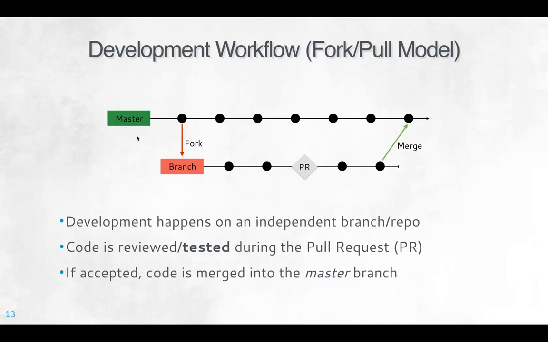And then within the pull request, there's going to be debate. Did the tests pass? Is the code quality good? Is it formatted correctly? Is it a feature that's really needed? And then if it is accepted, it will be merged back into the master branch. So key features: the development happens on an independent branch and repository. It's common to see projects where modifications only happen in these branches. There's nothing ever committed directly to master. The code is reviewed and tested. Again, those tests you wrote are actually very useful. And then if it's accepted, the code is merged into the master branch. The commit authors remain along with their commit, so they get credit and it shows up in the master branch.